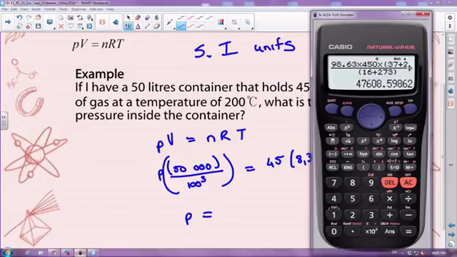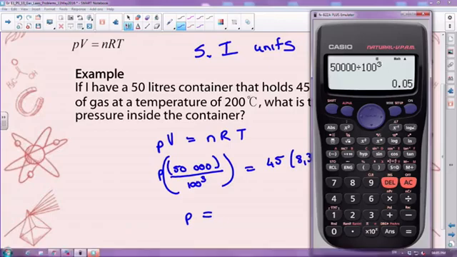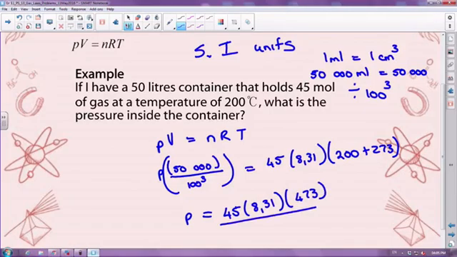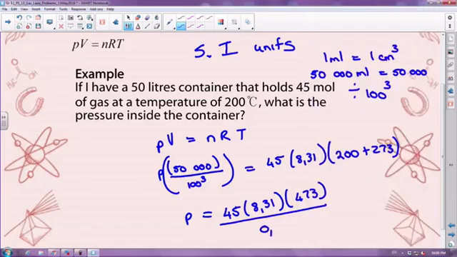I'm going to go 50,000 divided by 100 to the power of 3. And I'm going to get an answer of 0,05. That makes life so much easier. Okay, so let's go here. P equals 45 times 8,31. If I add 200 and 273, I get 473. And then I'm going to divide it by, what did we say it was? 0,05.